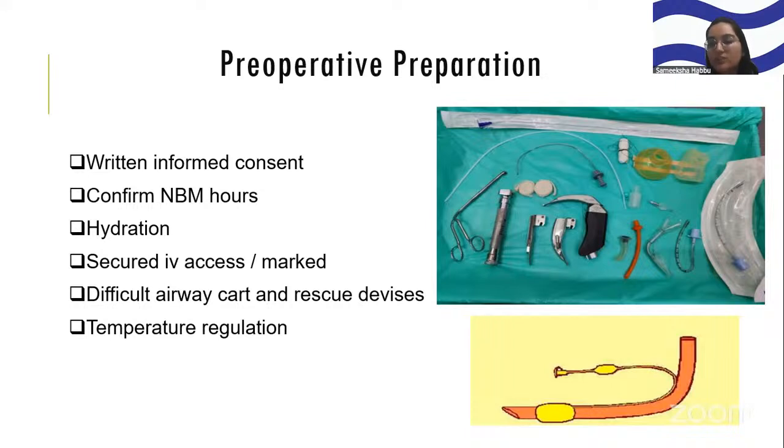And once we achieve the MAC of around 0.7 to 0.8 with the inhalational agent, then we can try to secure an IV. Once the IV is in place, we can go ahead with the intravenous induction.